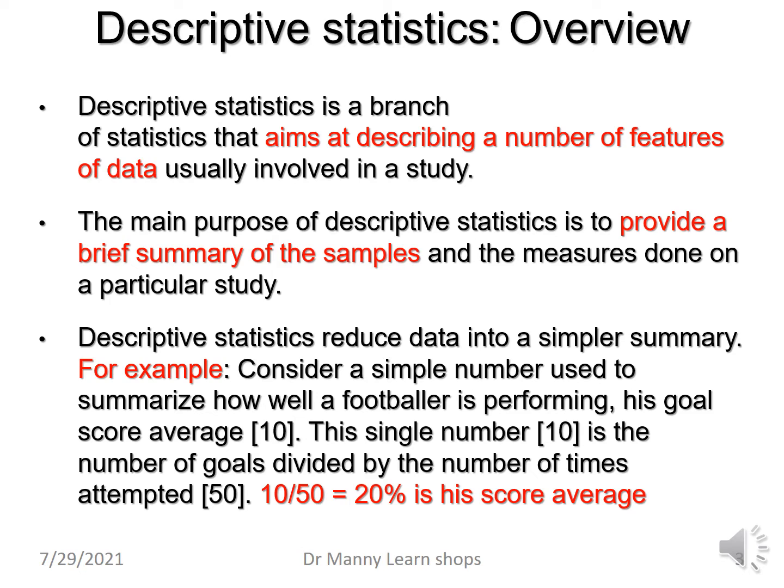For example, consider a simple number used to summarize how well a footballer is performing. His goal score average is 10. This single number 10 is the number of goals divided by the number of times he tries the attempt, 50. So 10 successes out of 50 attempts equals 20% of his score average.